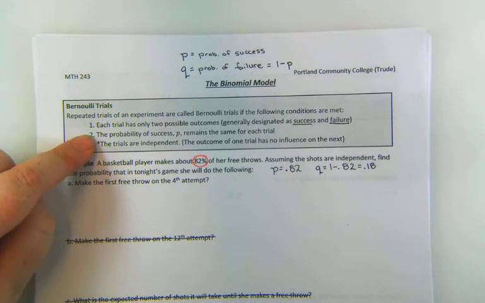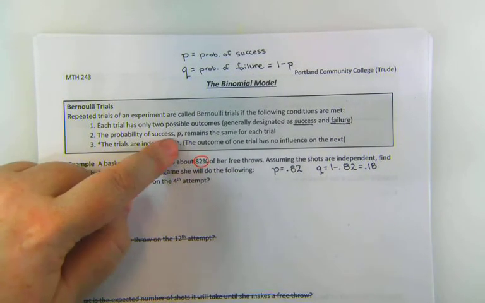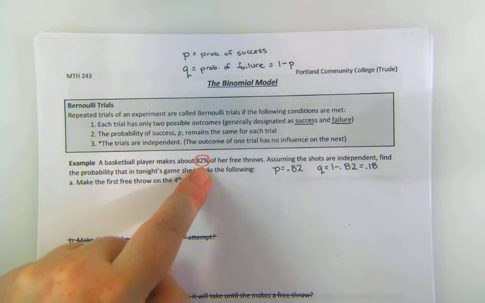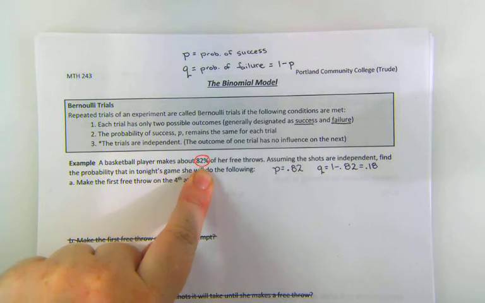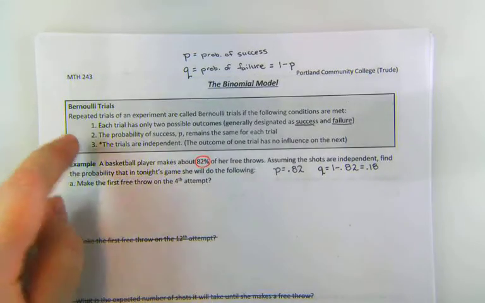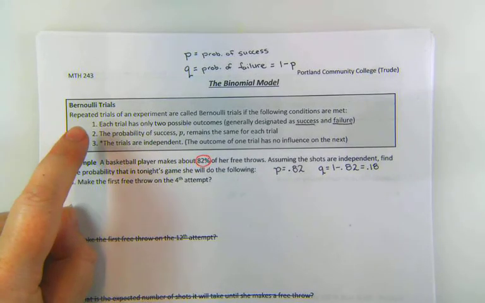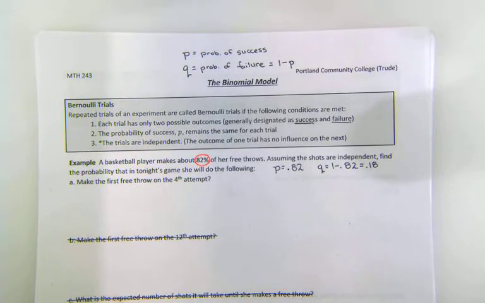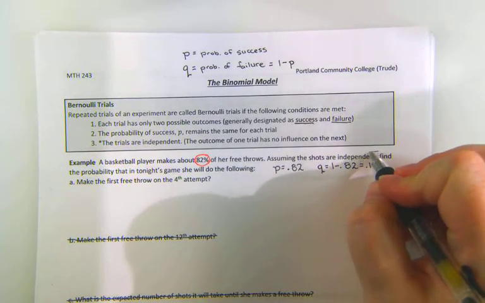So this is getting at binomial because there's only two possible outcomes. She makes it or she doesn't make it. The probability of success, our value for p, remains the same for each trial. So her probability of success is 82%, and it doesn't change after each free throw she makes. That's just staying her probability of making it in. So that makes it a Bernoulli trial.